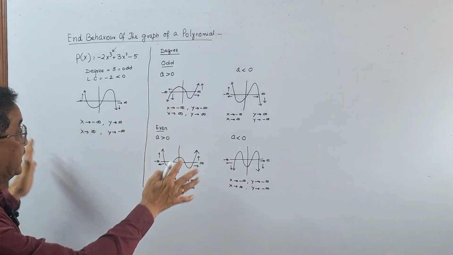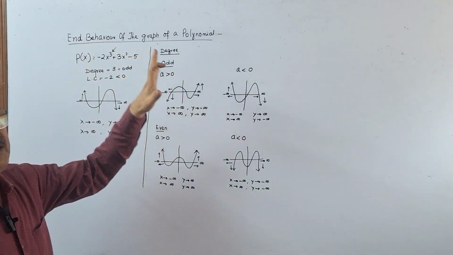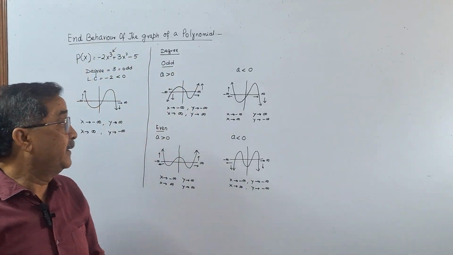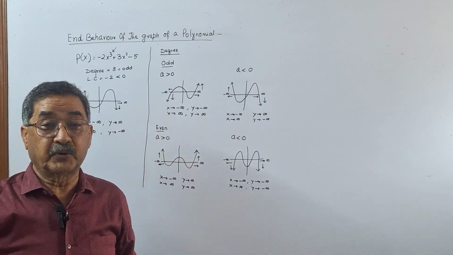I'm sure all this is going to be the basic concept for analyzing the end behavior of the graph of a polynomial. You may take a screenshot of this and then you may work out more questions.